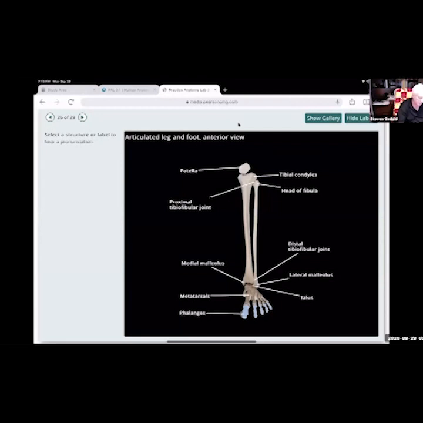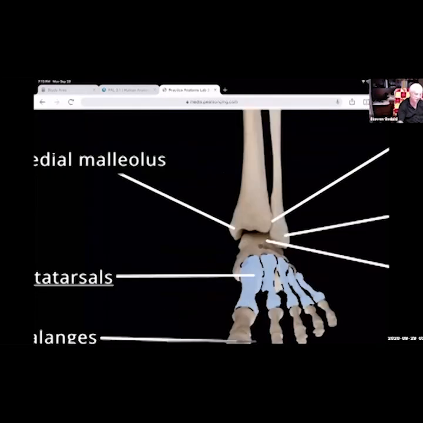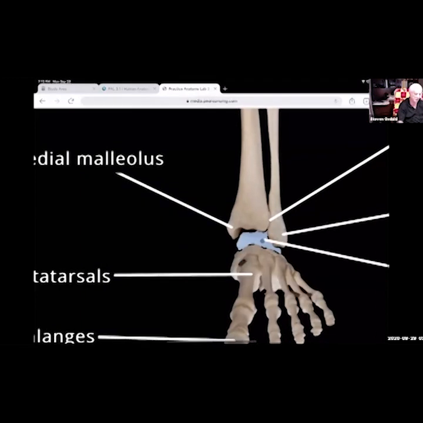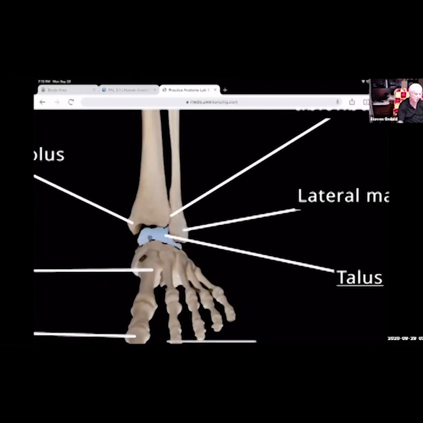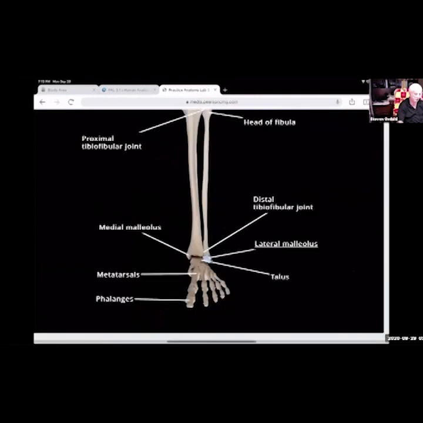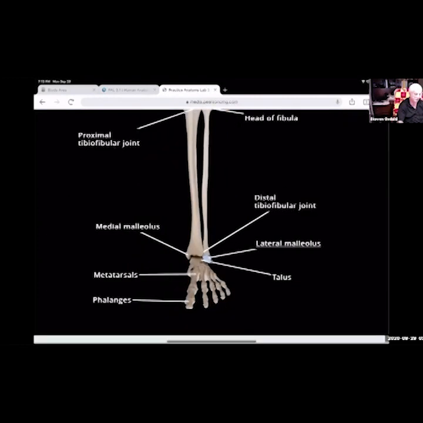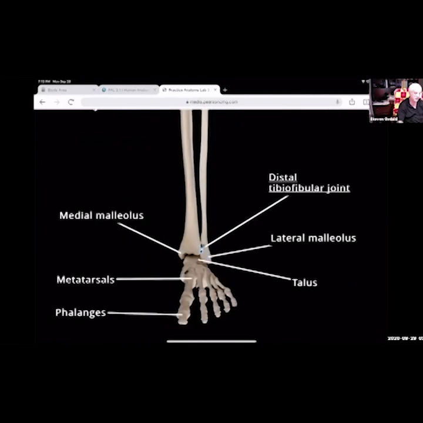Okay, the large bone in the foot right here that connects it to the tibia, that bone right there, is the talus bone. Let's see what else. And we have the lateral malleolus here. And then you have the distal tibiofibular joint. Again, there are 2 joints, one proximal, one distal, where the tibia and the fibula meet.